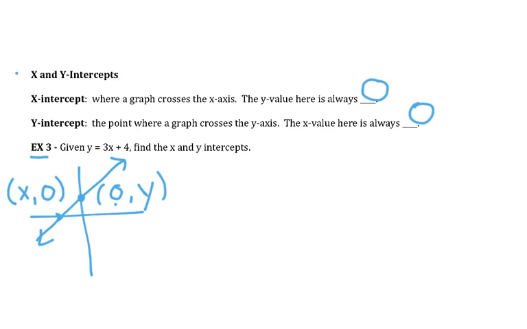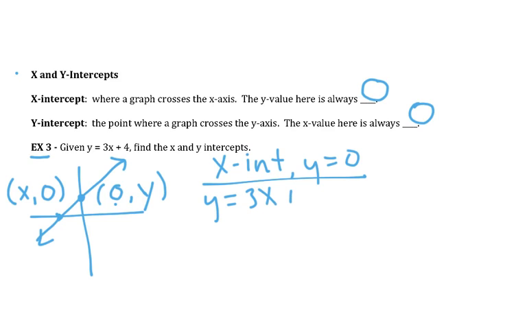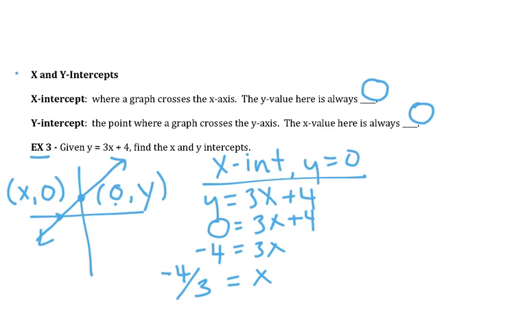So, given this example, y equals 3x plus 4, we can find the x-intercept by setting y equal to 0. So we have y equals 3x plus 4, set y equal to 0, and solve. So I'm going to move 4 first. So I have negative 4 equals 3x, and x equals negative 4/3. Alright, that was our x-intercept.